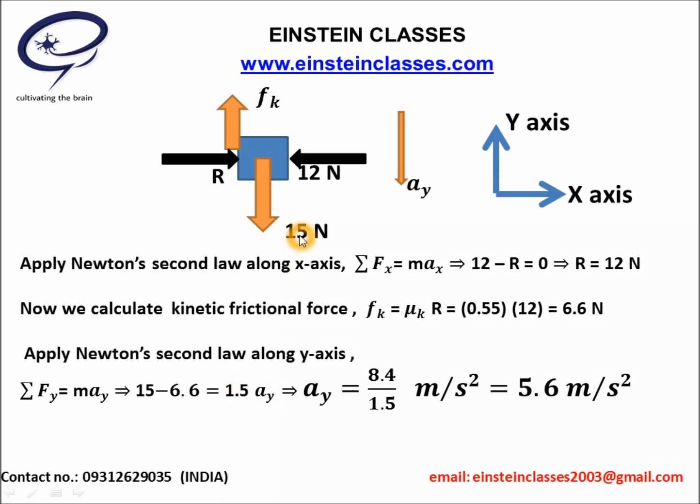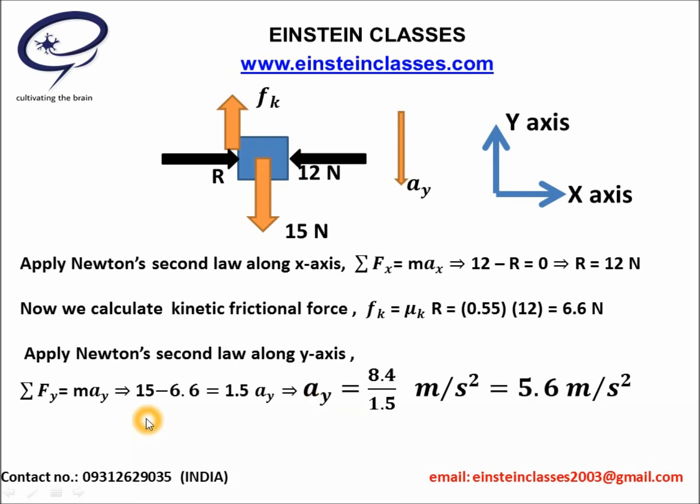Why? As the weight of the block is 15 Newton, the weight equals the mass of the block into the acceleration due to gravity. The value of acceleration due to gravity is 10 meter per second square. From this you can get the mass of the block equal to 1.5 kg. From this equation we will get the acceleration along the y-axis, which will come out 8.4 divided by 1.5. After simple calculation, you will get 5.6 meter per second square as the acceleration of the block along the y-axis, that means along the vertically downward direction on the wall.